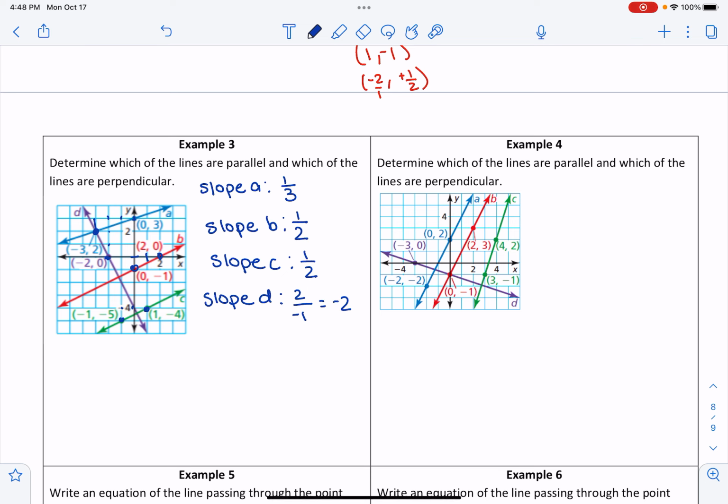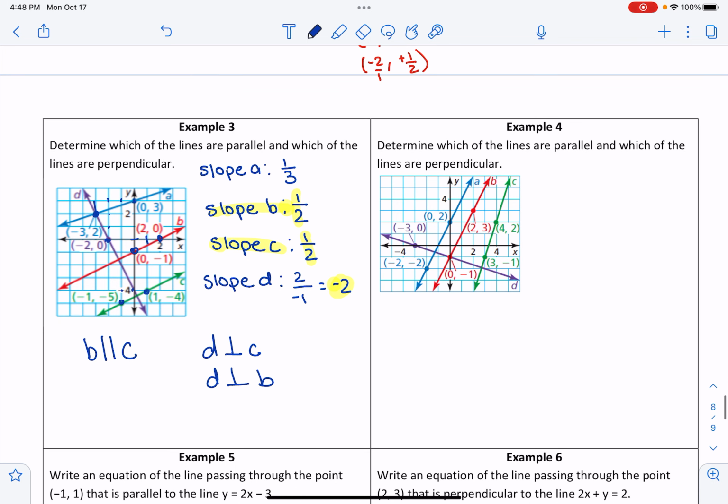Okay, so if we look, slope of B and C are the same. So lines B and C are parallel. Now if you look, line D has an opposite sign from B and C. B is positive, C is positive, D is negative. And the reciprocals, -2 or 2 is the reciprocal of 1/2. So line D is perpendicular to line C, and D is also perpendicular to line B.